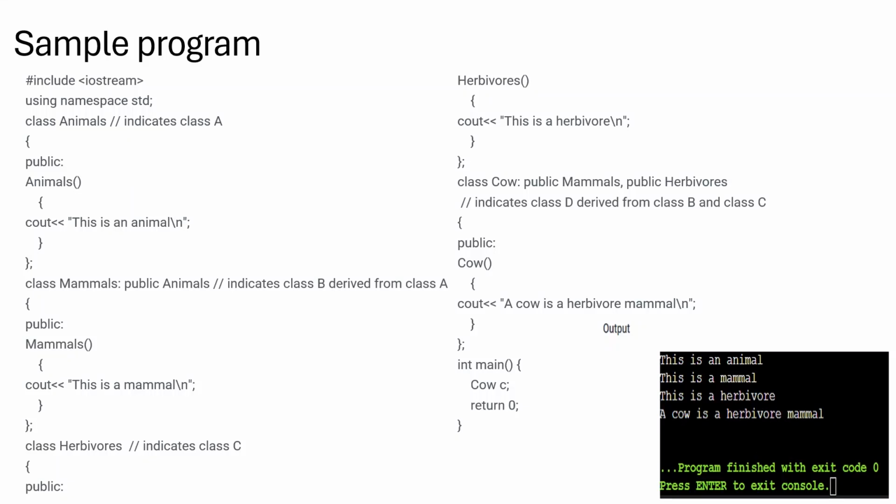Now in the main function, we only need to create an object for this one class. So we create the object cow C and call the function. The output will be: this is an animal, this is a mammal, this is herbivorous, and this cow is an herbivorous mammal. All the statements are in the cow class, so we are printing like this.